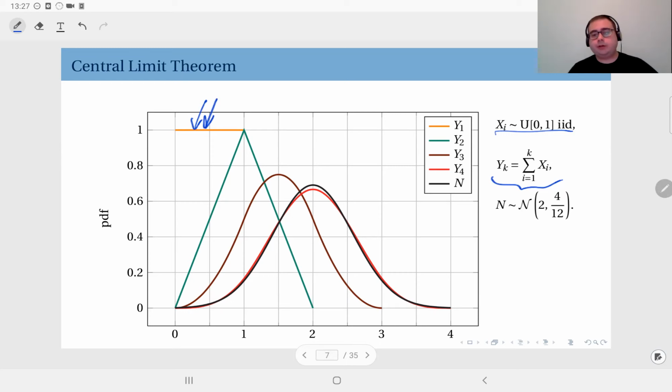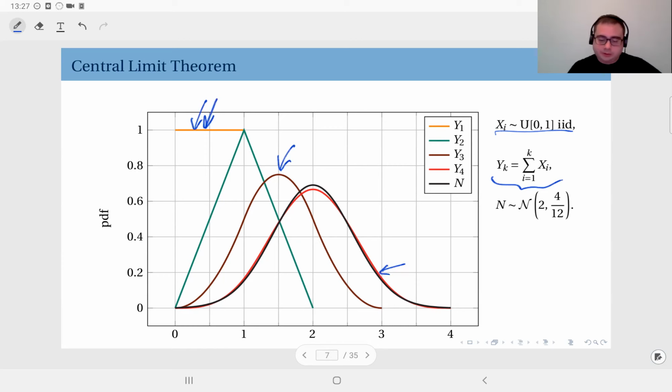And then when you add another one, you obtain Y sub 3. The PDF is this brown curve. When you look at Y sub 4, you add a fourth one. This is the red curve, the PDF. And what is the black curve? The black curve is a Gaussian distribution with a mean of 2 and variance of 4 divided by 12.